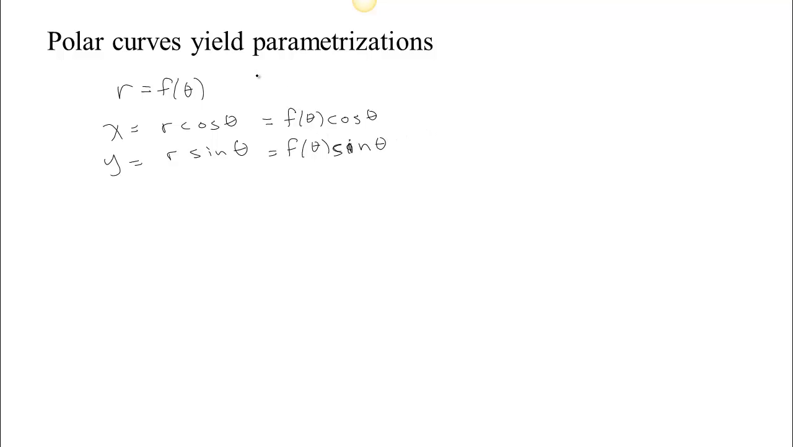So if you have a curve here with maybe theta between a starting angle and an ending angle, now you have a parameterization. You have x as a function of the parameter theta, and y as a function of the parameter theta, with theta between a starting angle and an ending angle to give you just a particular piece of a curve. Let's look at an example.